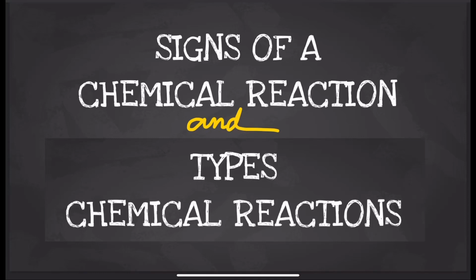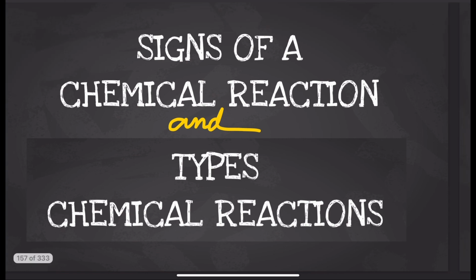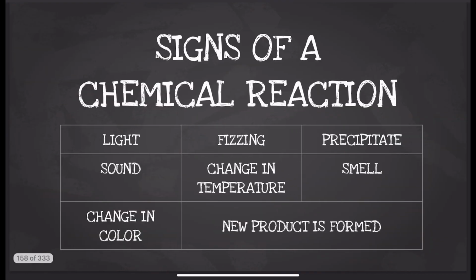Hi, this is a short tutorial on signs of a chemical reaction and types of chemical reactions. So how do we know that a chemical reaction actually happened? You need to look for signs of a chemical reaction, and that includes light and sound. The best example would be fireworks, where you see different colored lights and sound.